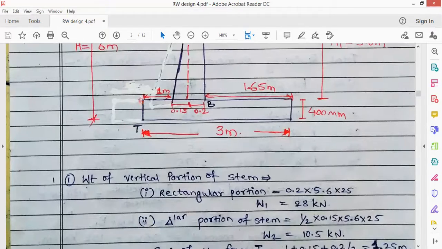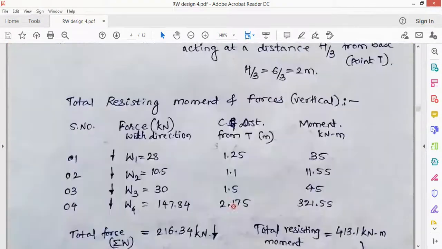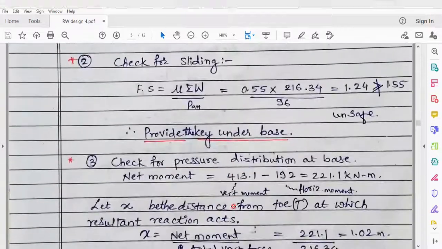And I need to calculate the distance at which the resultant force occurs. So T is the point from which we are going to measure that eccentricity. So that eccentricity will be calculated here.